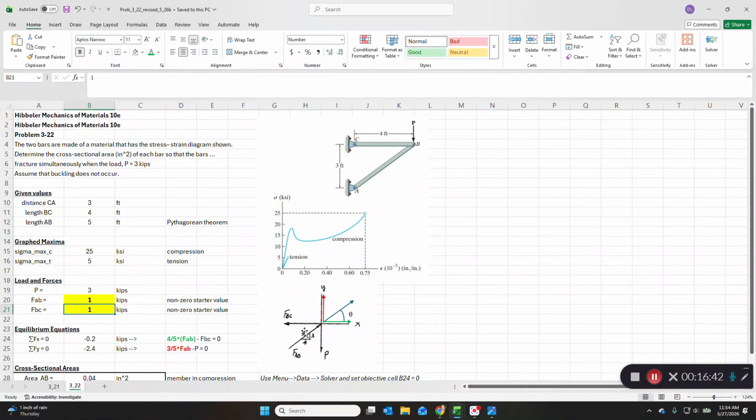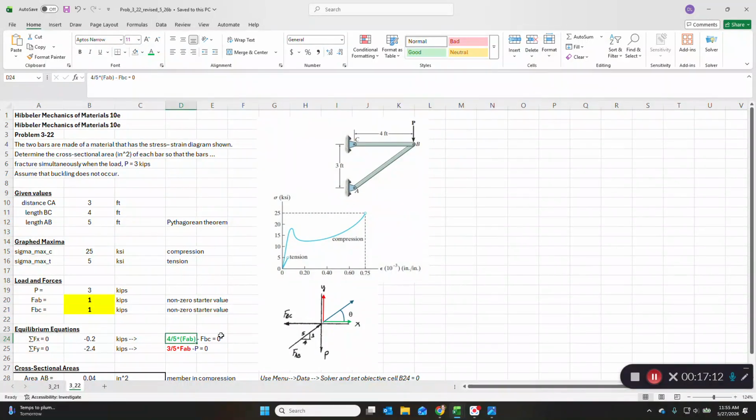So 4/5 of whatever F_AB is, the green arrow, is F_ABx, and then we've got minus F_BC, which is unknown, equals 0. And then in the y direction, similarly, we have 3/5 F_AB, because now it's the sine, the opposite over the hypotenuse of this angle, to give us the y component of vector F_AB. The blue vector is also vector F_AB. Minus P downward equals 0.